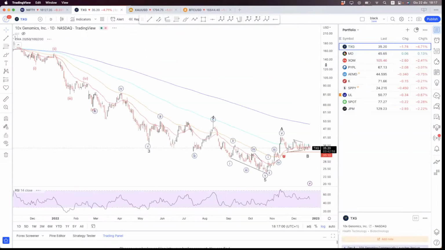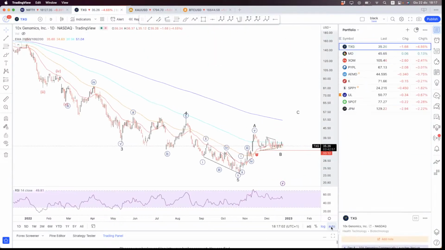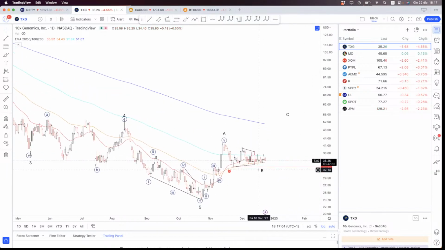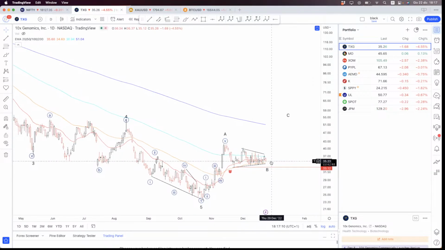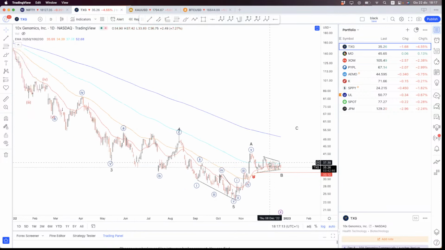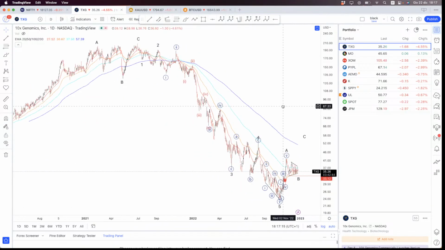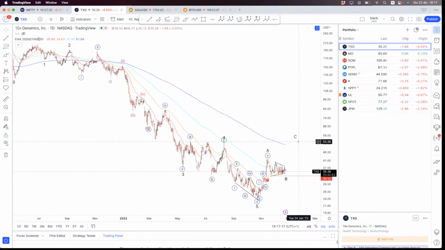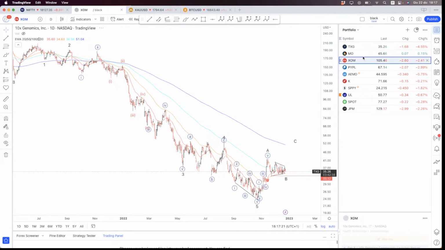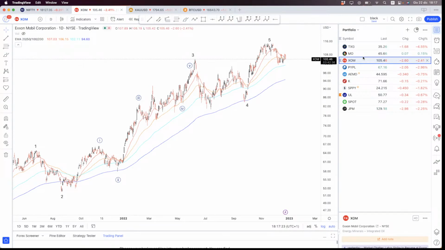Let's see how this. Ooh. This has been just moving sideways. I'm anticipating a potential wave B in a triangle. So we'll see how it's going to play out. So maybe we get A, B, C. That would be nice. But I guess we're going to find out.